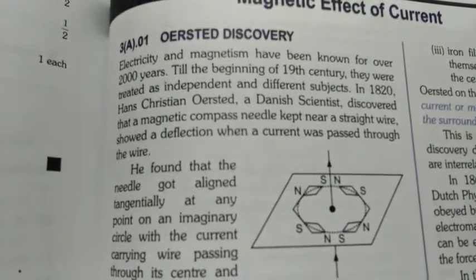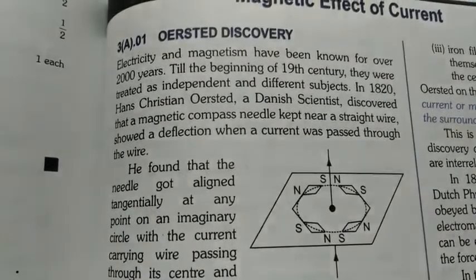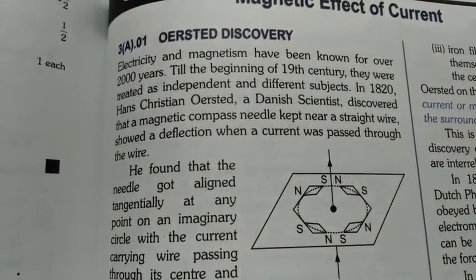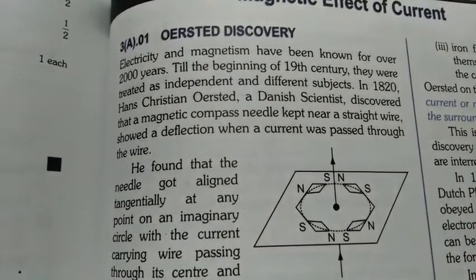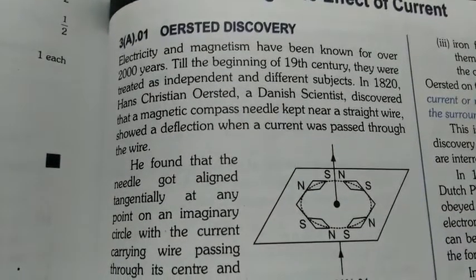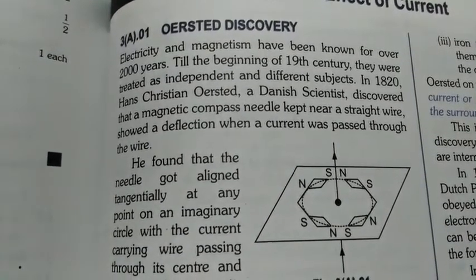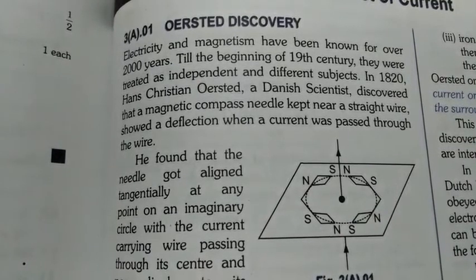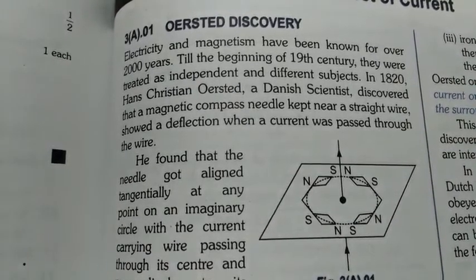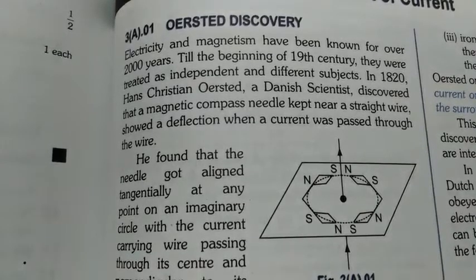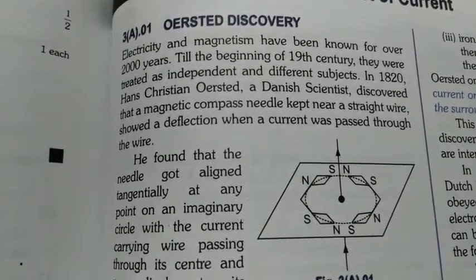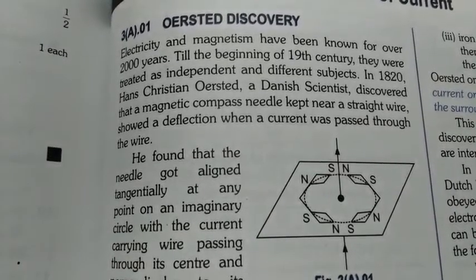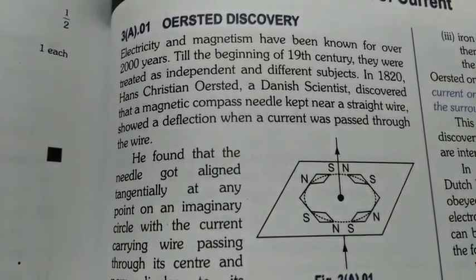So when we talk about the magnetic effect of current, the first thing which comes to our mind is Oersted's discovery. In class 10th, we have discussed Oersted's experiment. In that experiment, what happened? If you take one conducting wire and place a compass near it, the compass will not show any deflection, but when the current starts flowing in the wire, the compass shows deflection.